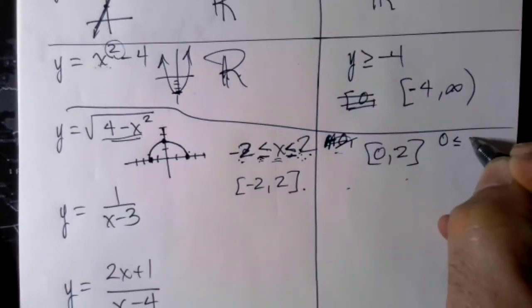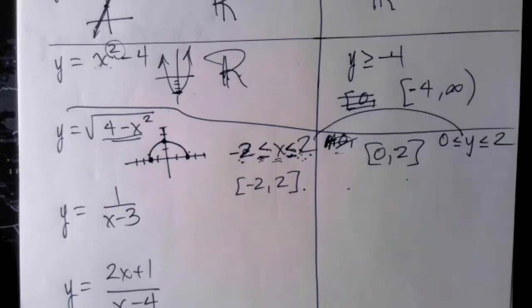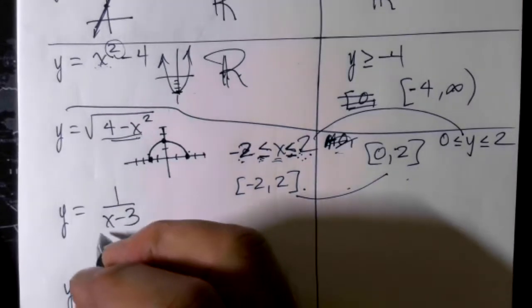0 less than or equal to y less than or equal to 2. There we go. So if you're doing this, do that. If you're doing this, do that. All right, I need to kind of move along here because I know this video is going to get crazy.